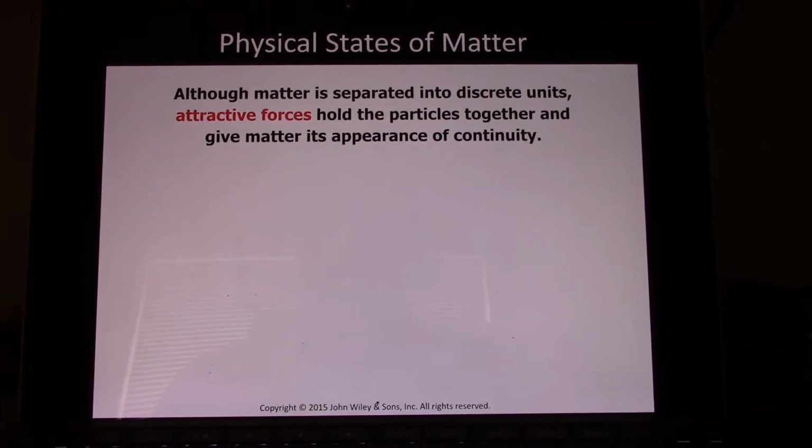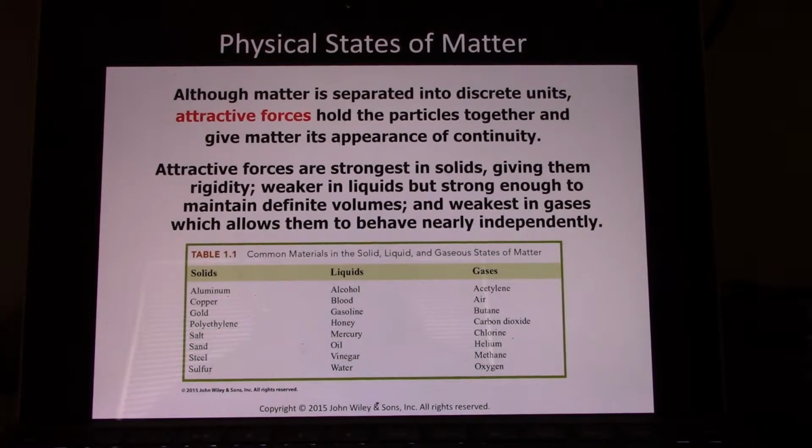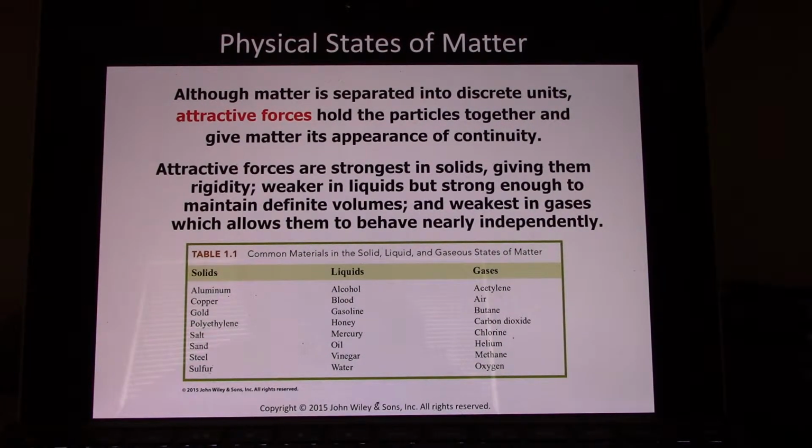And again, attractive forces are what hold these atoms together and give them their appearance of continuity. Attractive forces are strongest in solids, which is why they hold their own shape. They're weaker in liquids, and then the attractive forces are almost non-existent in gases. And so the gas particles basically behave independently of each other. And here in the PowerPoint you get a list of some common solids, some common liquids, and some common gases that you can run into.